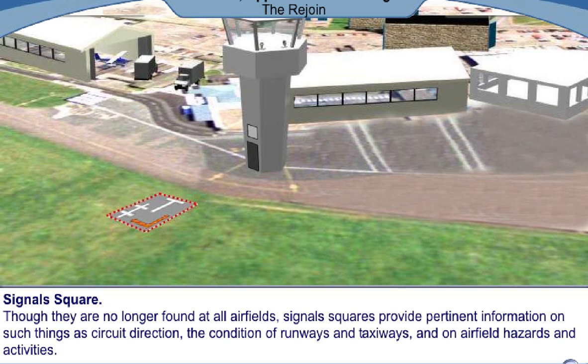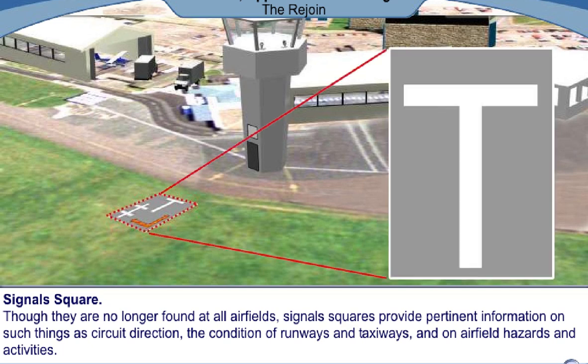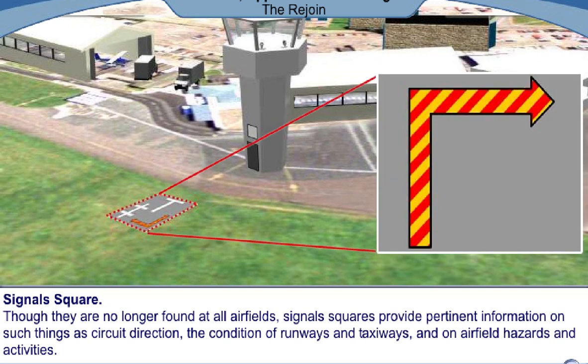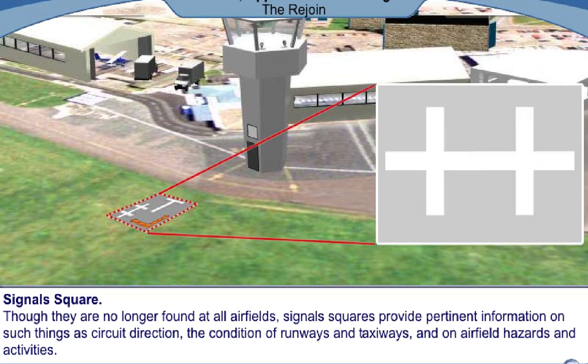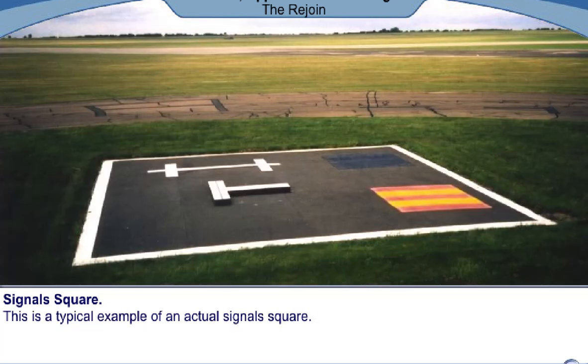Within the signal square, symbols are used to indicate the direction of takeoff and landing, the circuit direction, though the absence of an indication for this usually means that the circuit direction is left-hand, and any restrictions or warnings about the use of the airfield. A typical example of an actual signal square is shown here. You must learn the meanings of the symbols used.